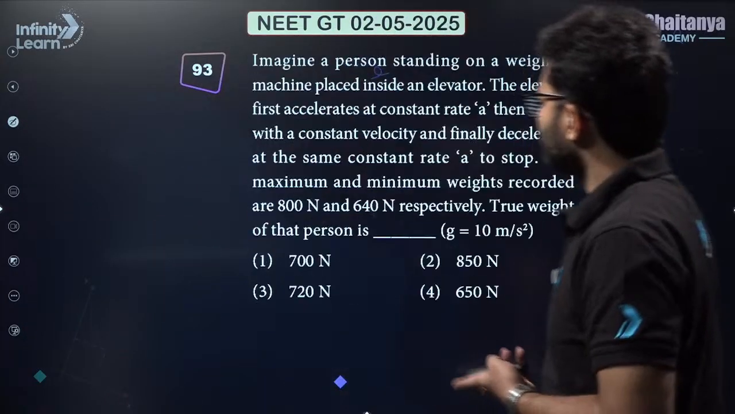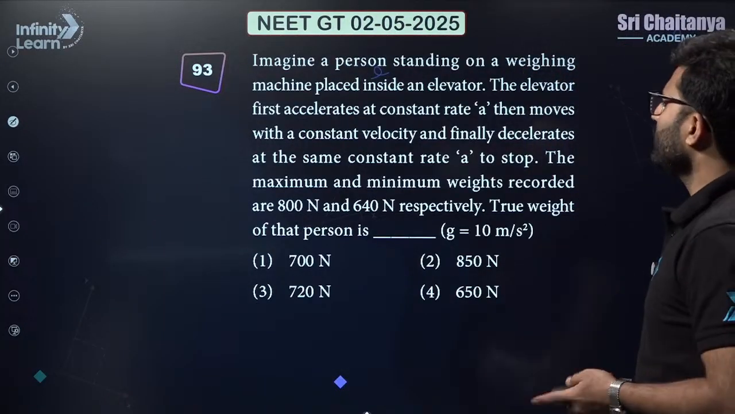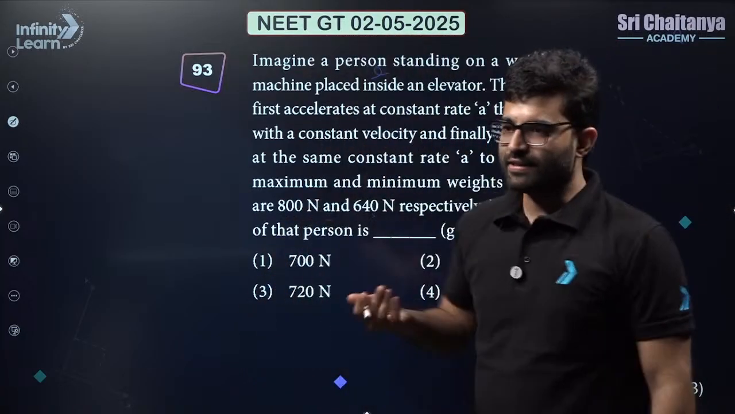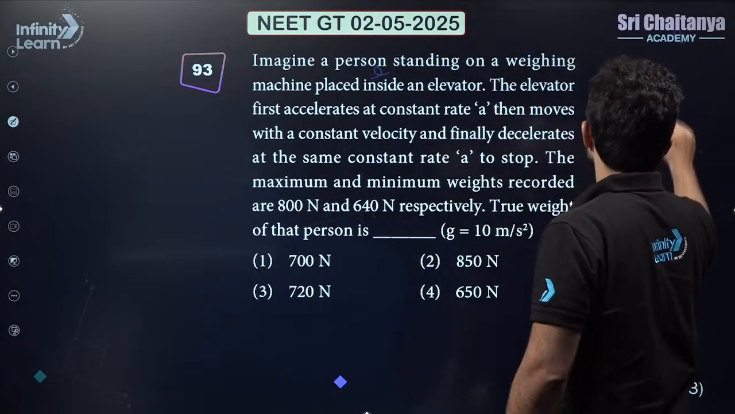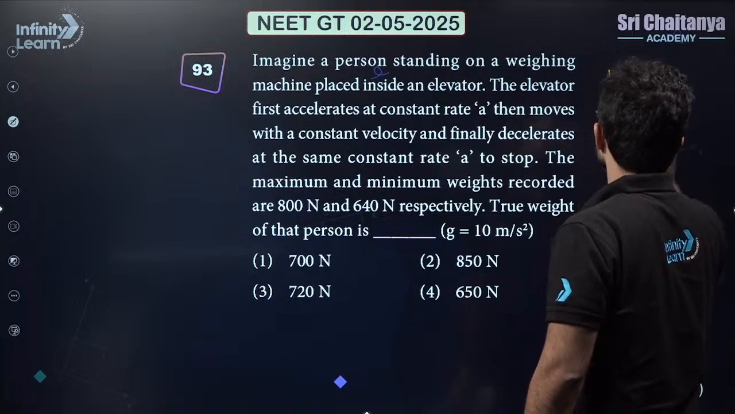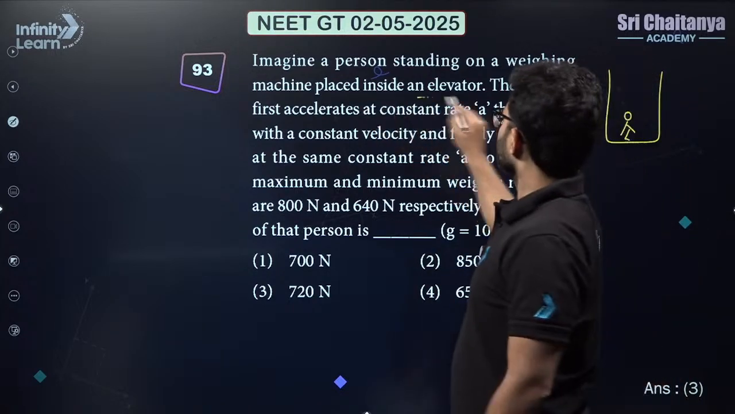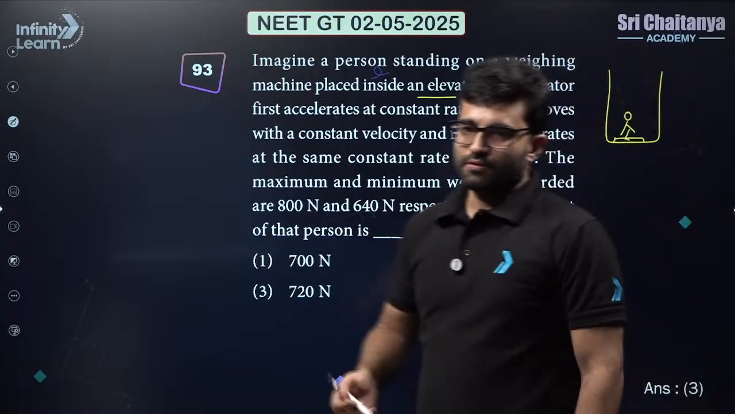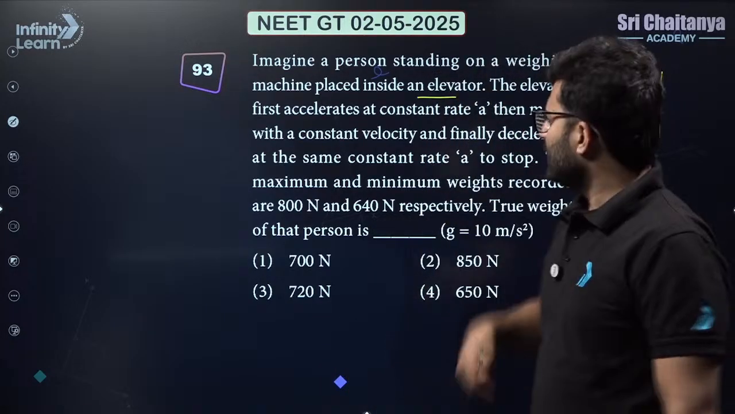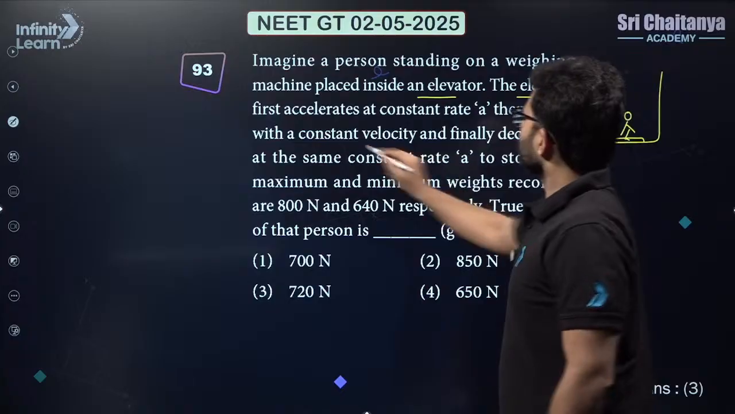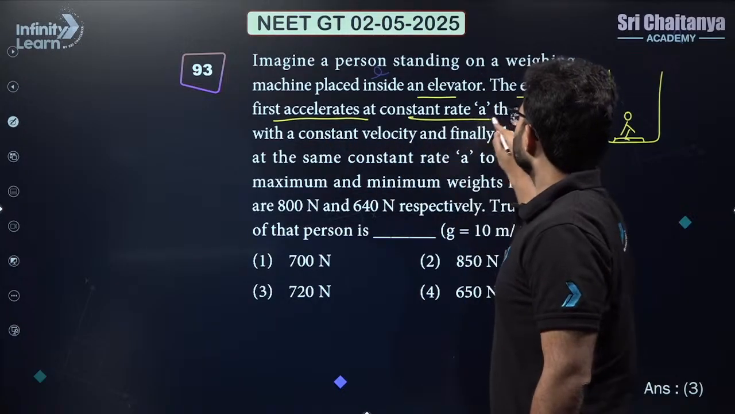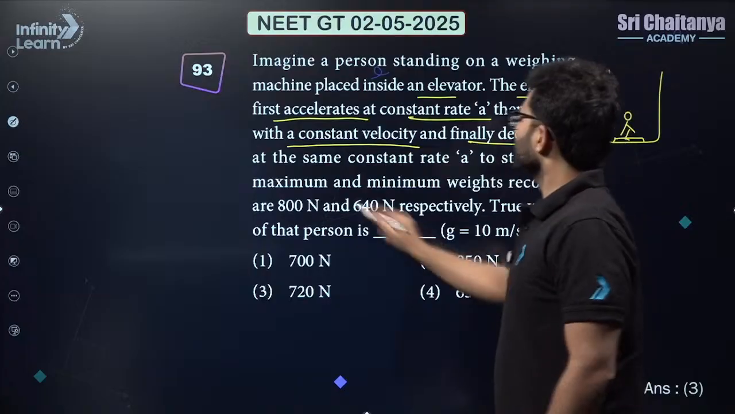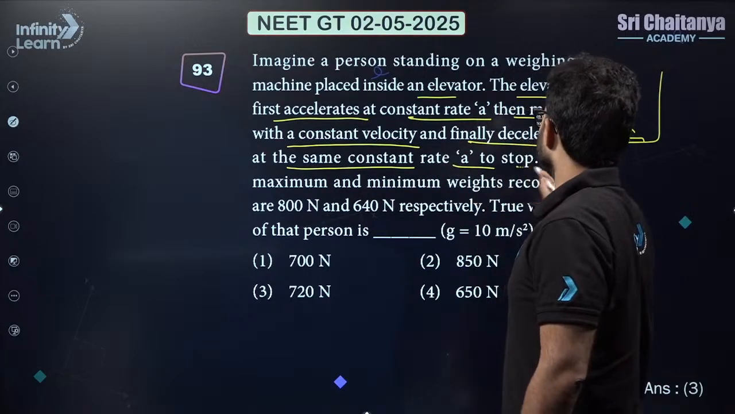Next question. Imagine a person standing on a weighing machine placed inside an elevator, right? So imagine that you are in an elevator. Let's say this is an elevator and you are standing here, right? There is a weighing machine and you are measuring your weight. The weighing machine is kept on the elevator and the elevator is moving. The elevator first accelerates at a constant rate A, then moves with a constant velocity, and finally decelerates at the same constant rate A to stop, right?